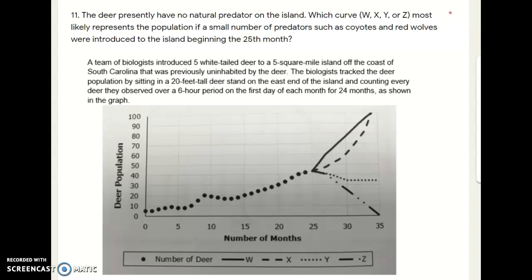A team of biologists introduced 5 white-tailed deer to a 5-square-mile island off the coast of South Carolina that was previously uninhabited by deer. The biologists tracked the deer population by sitting in a 20-feet tall deer stand on the east end of the island and counting every deer they observed over a 6-hour period. On the first day of each month for 24 months, as shown in the graph.